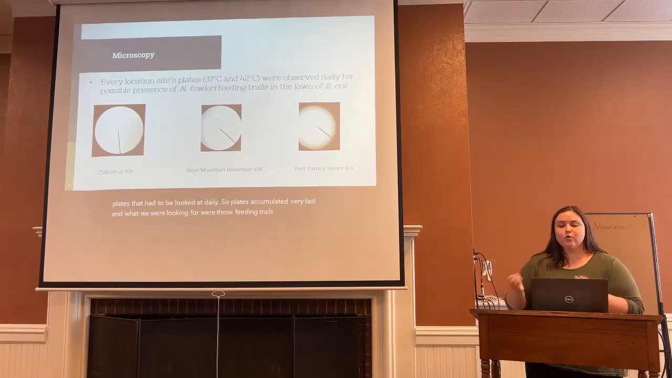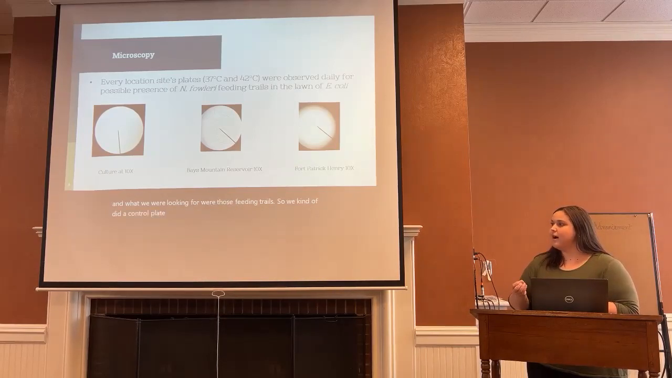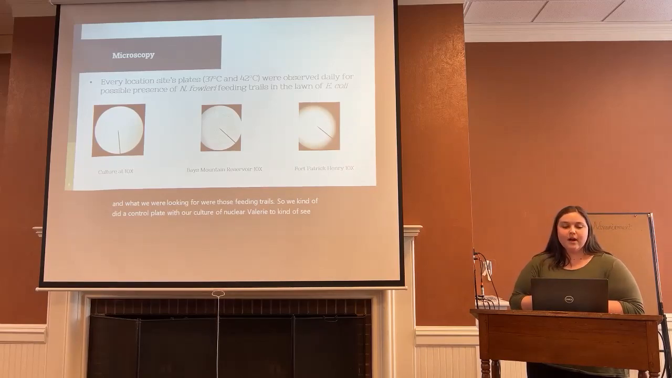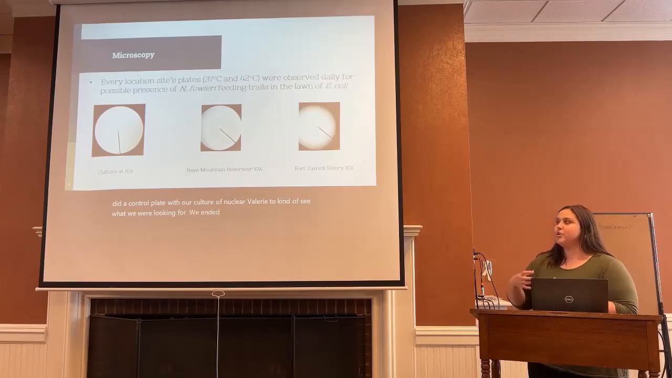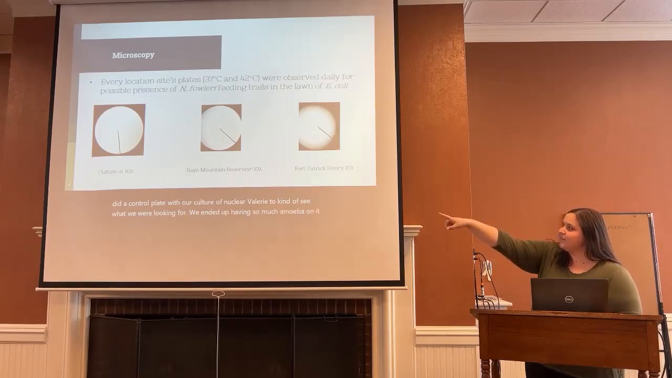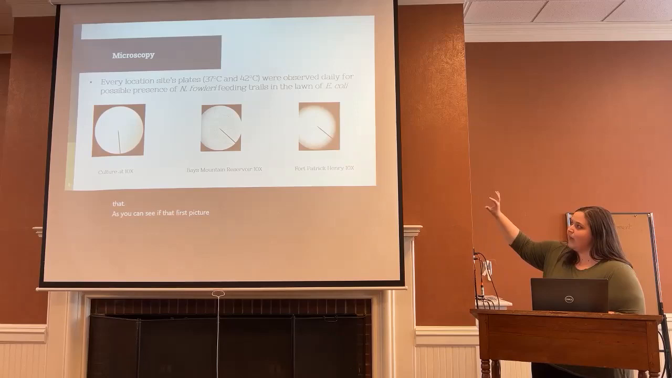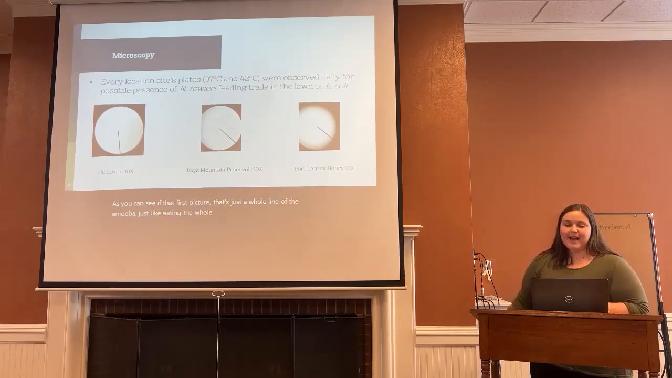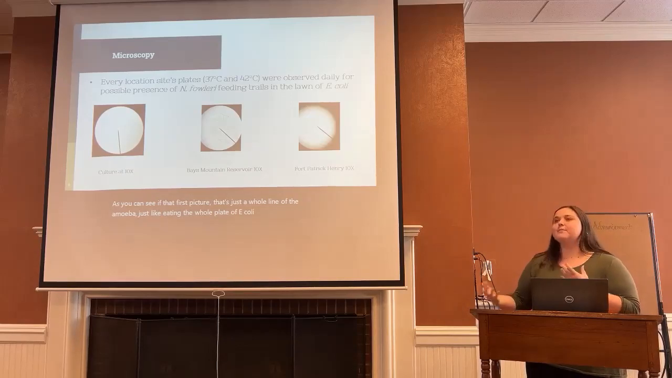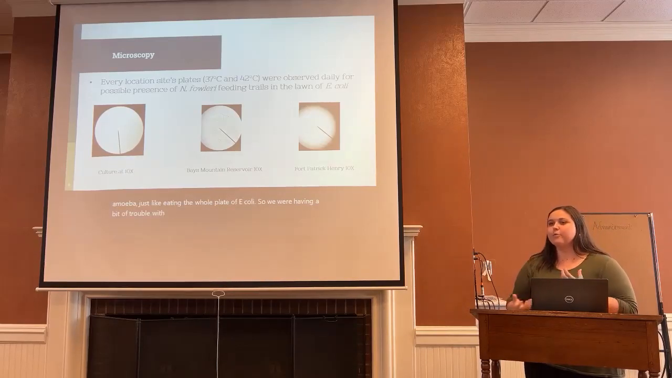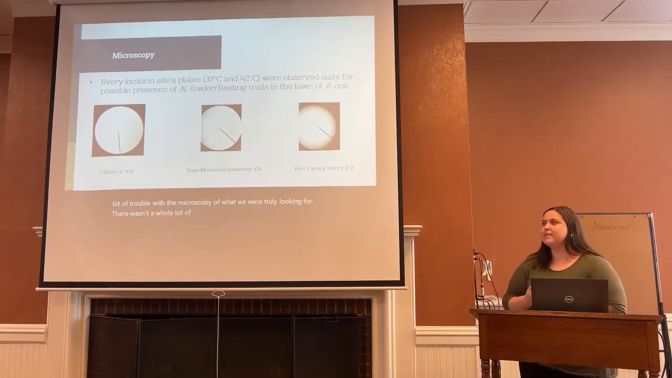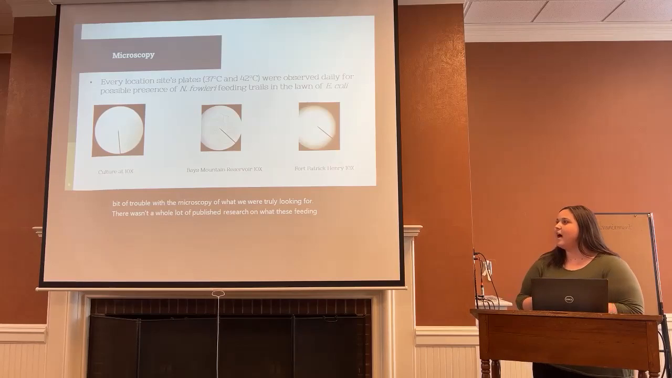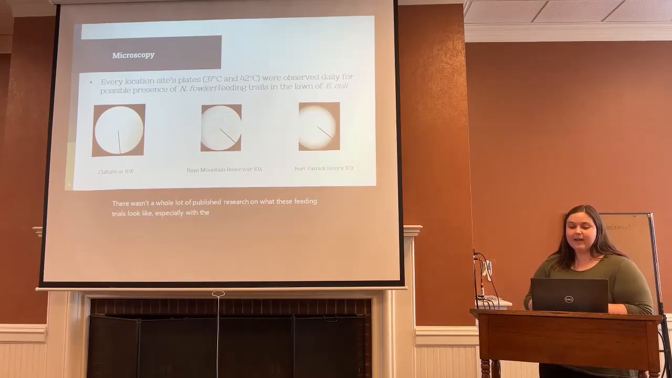So we kind of did a control plate with our culture of Naegleria fowleri to kind of see what we were looking for. We ended up having so much amoeba on it that, as you can see of that first picture, that's just a whole line of the amoeba eating the whole plate of E. coli. So we were having a bit of trouble with the microscopy of what we were truly looking for. There wasn't a whole lot of published research on what these feeding trails look like, especially with the microscopes that we had in the lab.